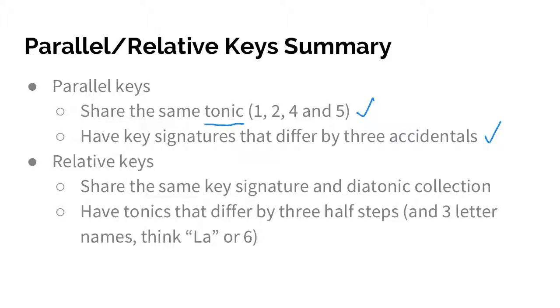Relative keys share the same key signature and diatonic collection. And their tonics differ by 3 half steps, okay? And if you are wondering how to figure out a minor key from major, think scale degree 6 or La. And also, I didn't put here, if you're trying to figure out the relative major from a minor key, you go to scale degree 3 in the minor key.